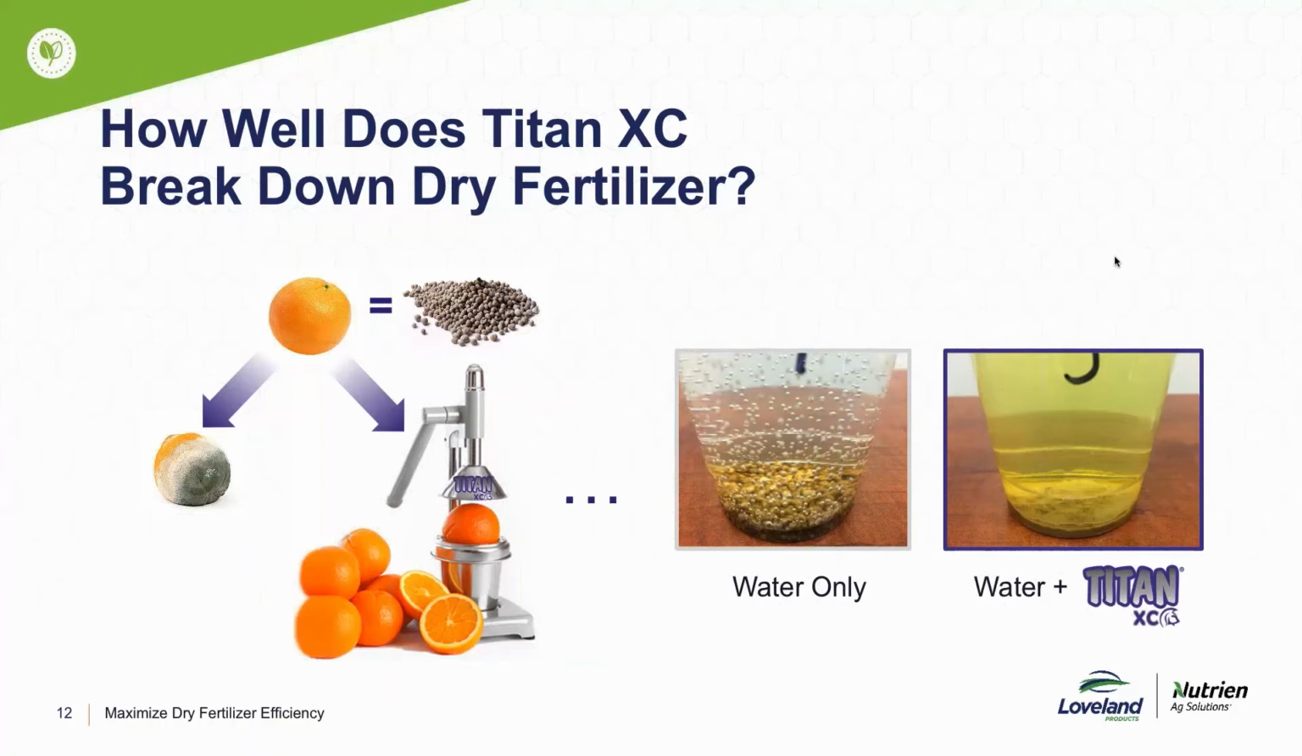Now, the example you see on the right-hand side, that's a 24-hour time lapse of fertilizer on the left side, untreated in water, versus the same amount of fertilizer treated with Titan XC in the same amount of water after 24 hours. Look at the difference in the breakdown of that fertilizer. This is what we're talking about, accelerating the breakdown to get those nutrients into the system faster, make them more available, and get more of those nutrients into the crop when the crop needs it.